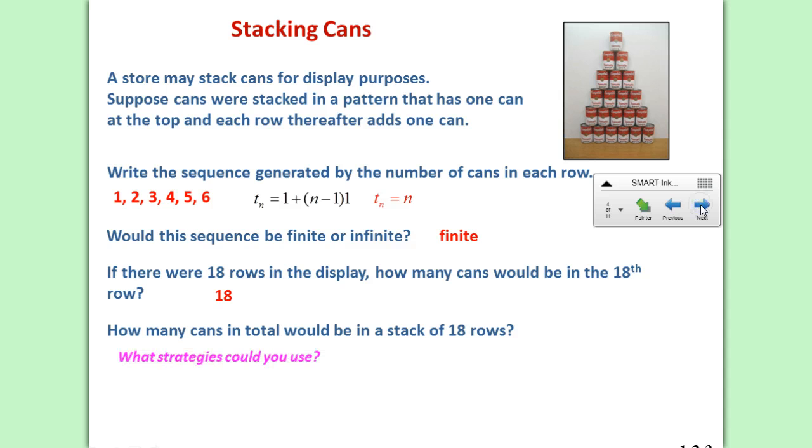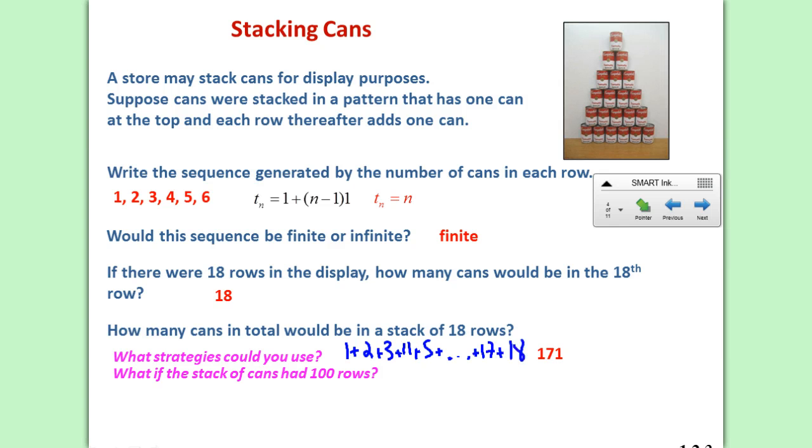Now you've got to add up all these numbers. What strategies could you use? If you total them all up, it ends up being 171. There's a few ways you might do that, and we're going to talk about that. But what if you had to do 100 rows? The 18 rows simply happens by going 1 plus 2 plus 3 plus 4 plus 5 and so on, plus 17 plus 18. You have to add up all these numbers and that's going to give you 171. I don't know how you did it. I want you to try that, but there's got to be better ways.